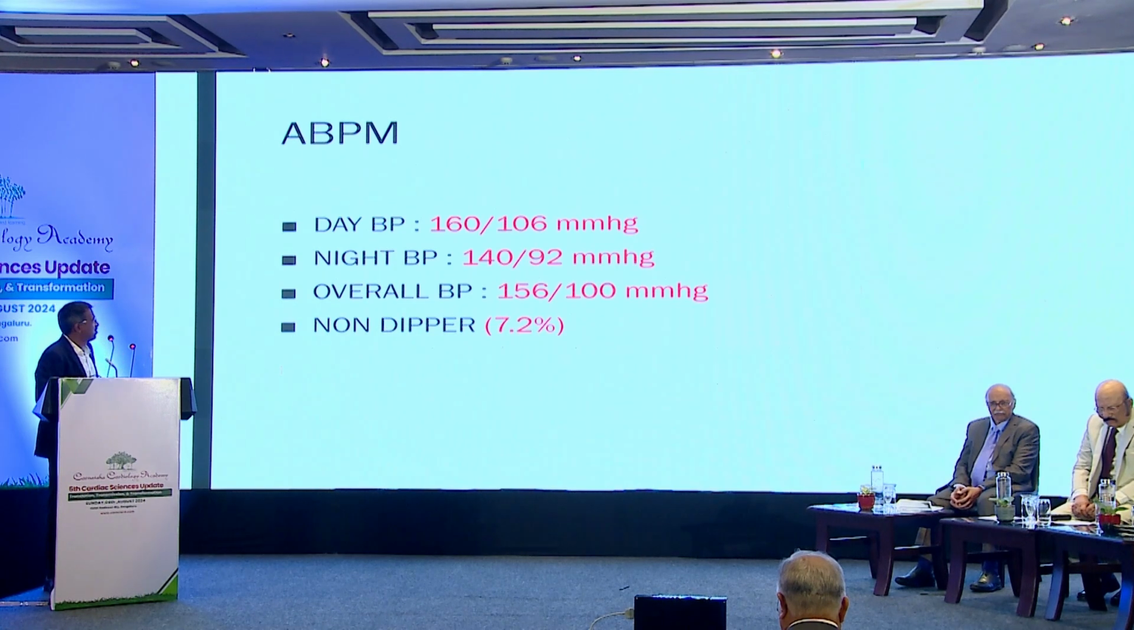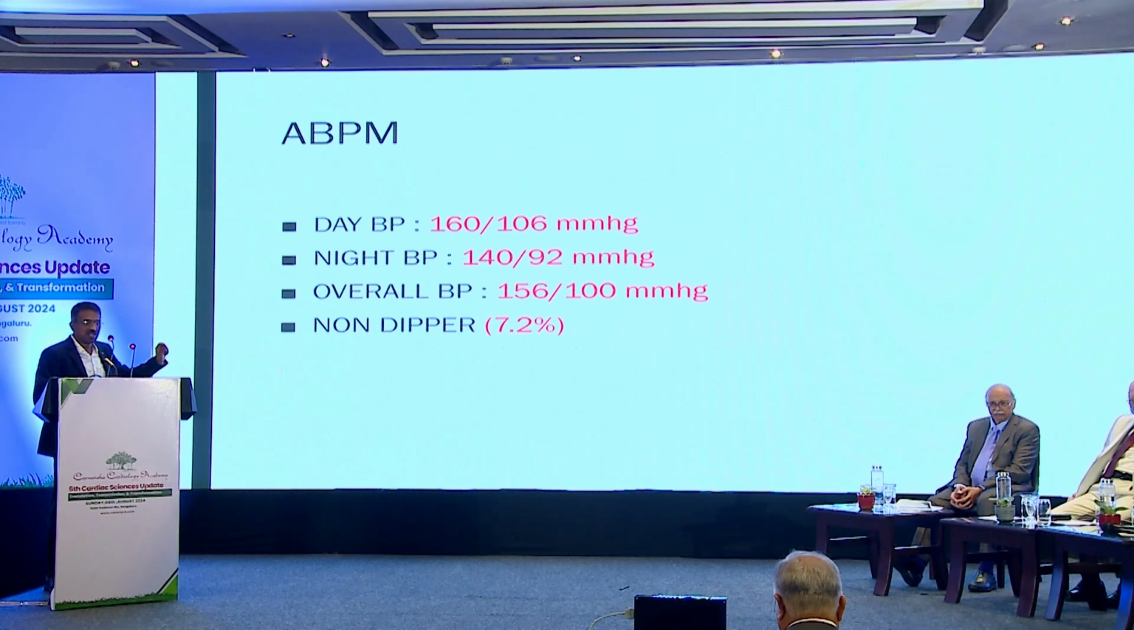We did an ABPM for this patient. Look at the day blood pressures: 160 by 106, night 140 by 92, overall BP 156 by 100. And look at his dipping status. He was a non-dipper. The systolic blood pressure load was less than 7.2% of that of the night systolic blood pressure load. So obviously this patient fits the criteria of a true resistant hypertension.